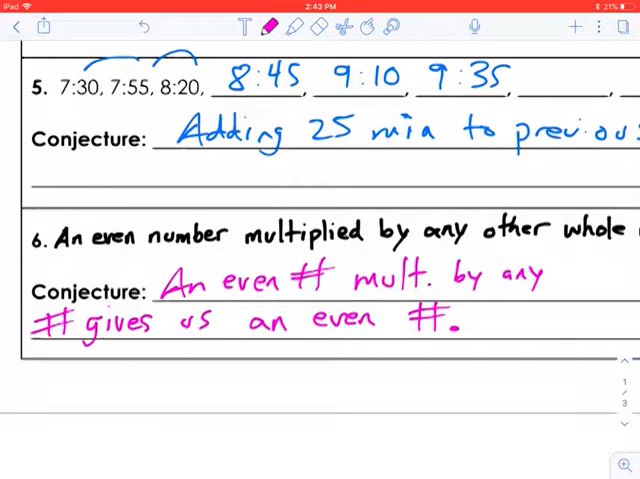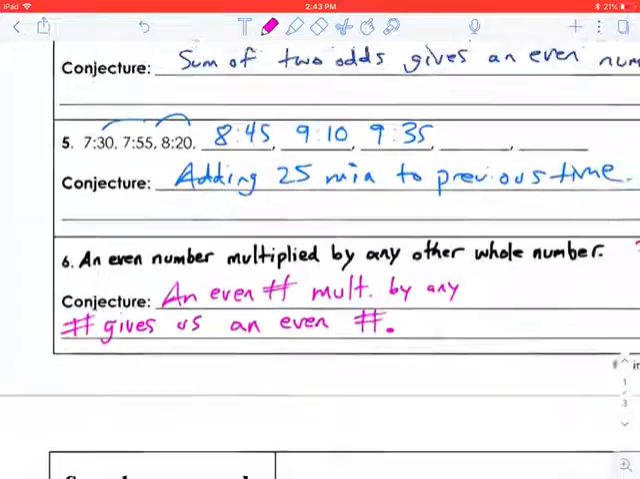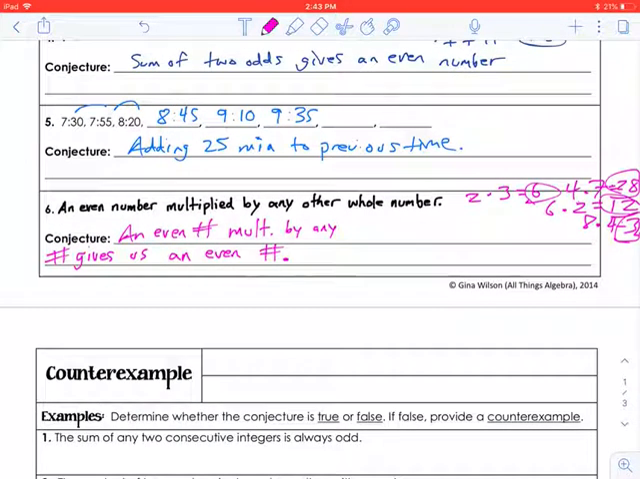Alright. So an even number multiplied by any number gives us an even number. Any whole number, so not decimals.